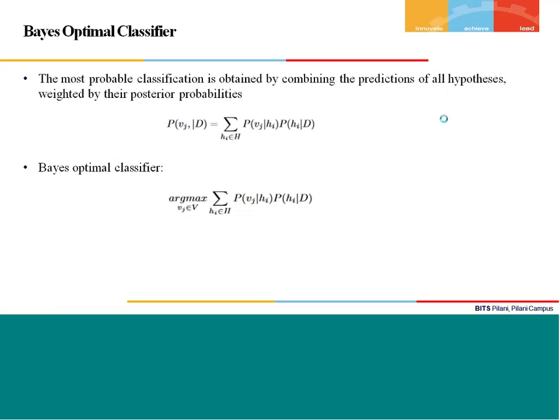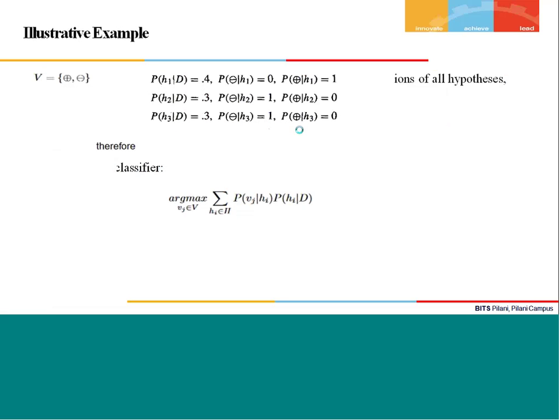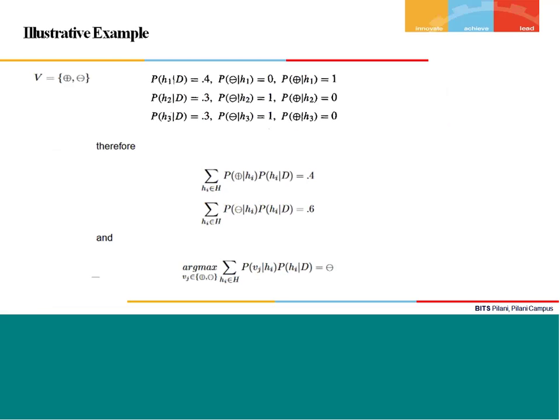The most probable classification is obtained by combining the predictions of all hypotheses, weighted by their posterior probabilities. I will directly come to the example. So this is P(H1|D), which I already told you in the example. P(H2|D) is 0.3, P(H3|D) is 0.3. So HMAP obviously is H1, because it is the maximum among all.